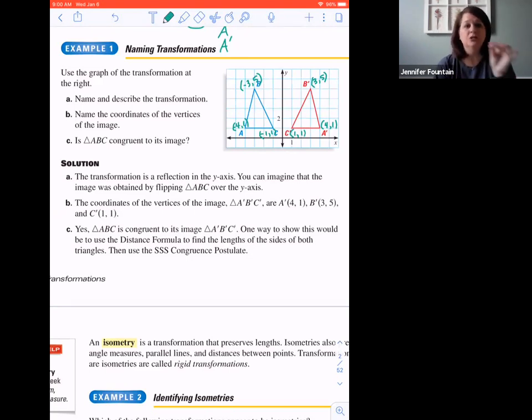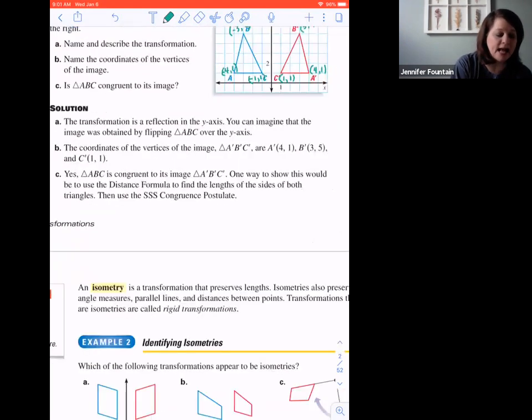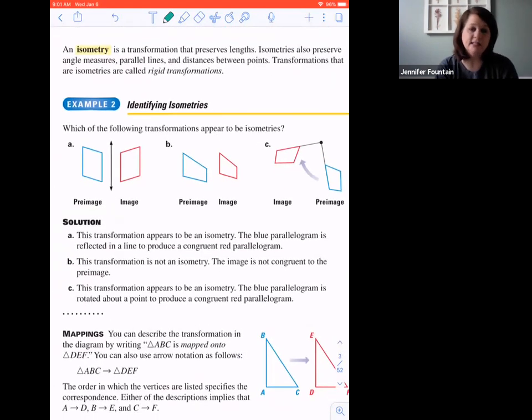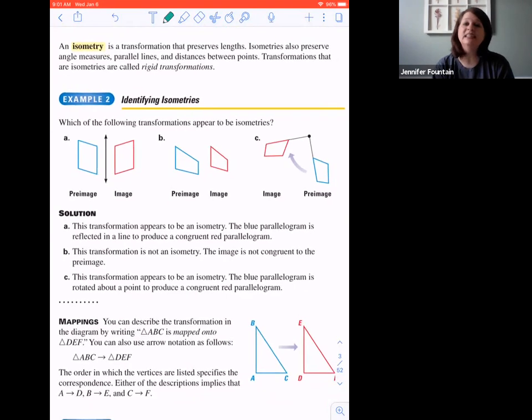So the pre-image is congruent to the image. Okay. On the next page, we have a new word, and it says an isometry. Isometry is a transformation that preserves lengths. Okay, so an isometry is a transformation that preserves lengths. Isometries also preserve angle measures, parallel lines, and distances between points.